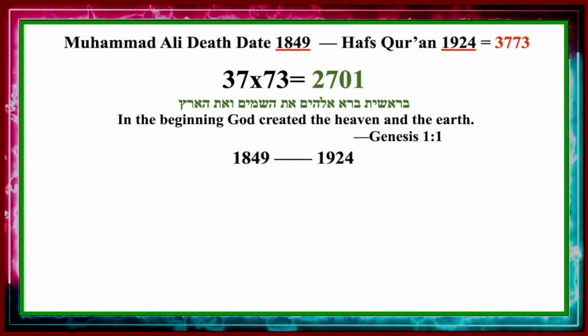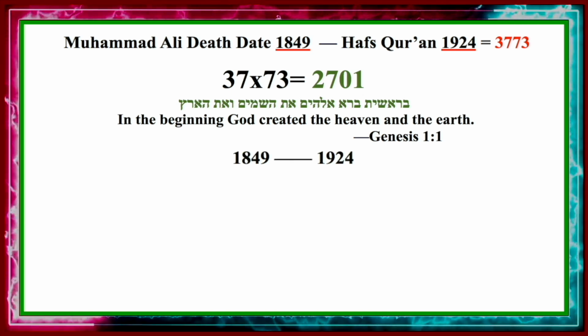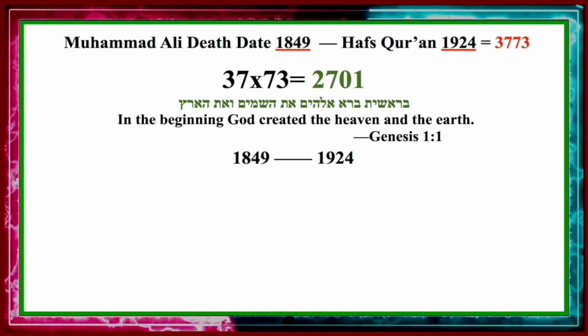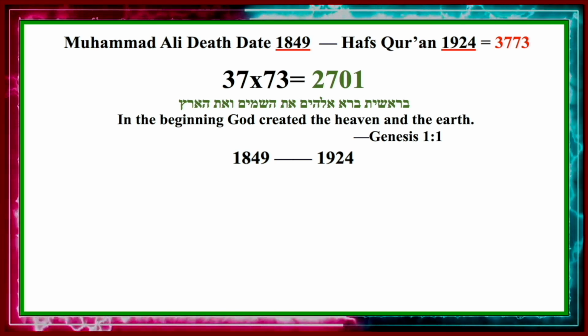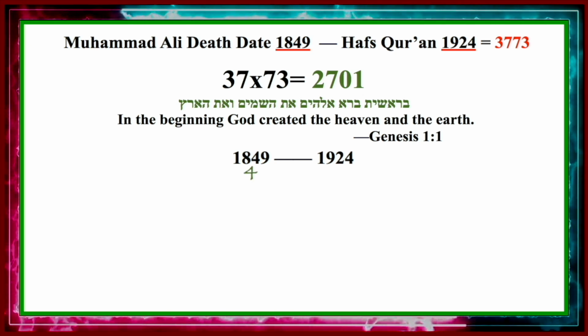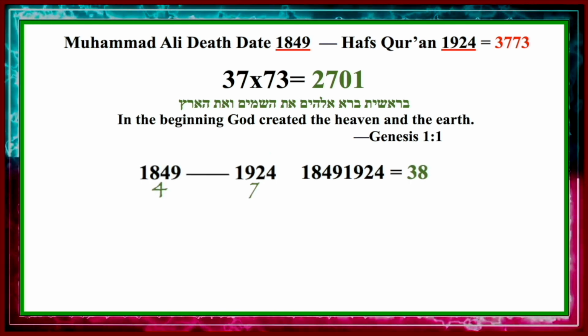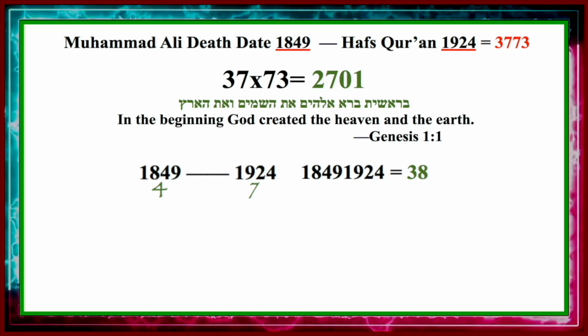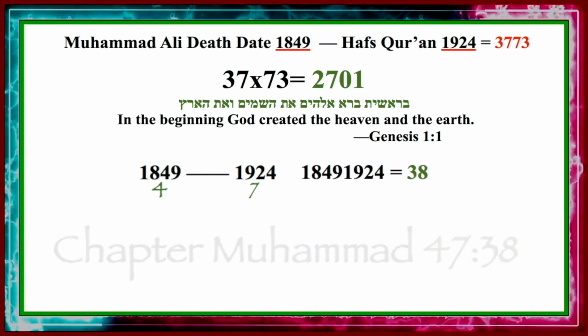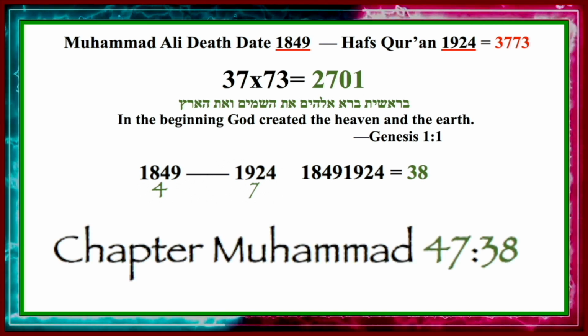If we take the year of death of Muhammad Ali, 1849, and the year the Quran was printed, 1924, and reduce them down, we get 47. If we create a chain of digits, 18491924, we get 38. Bring these numbers together, and we have chapter Muhammad 4738.